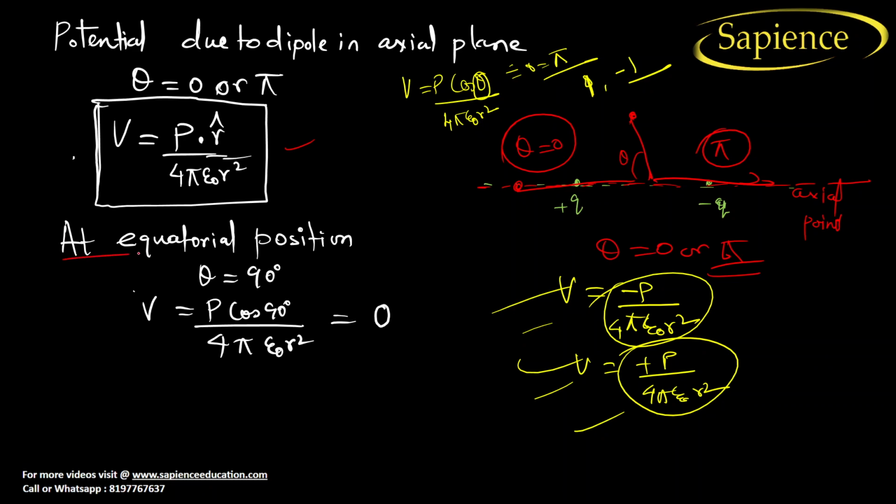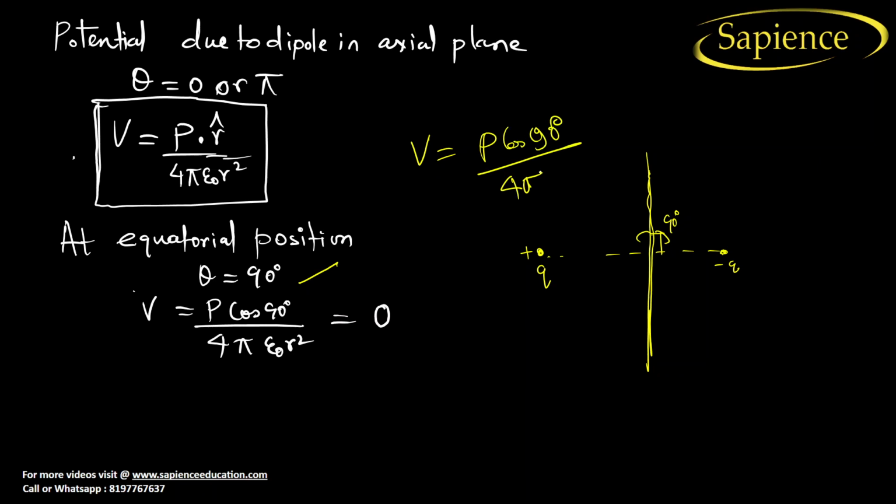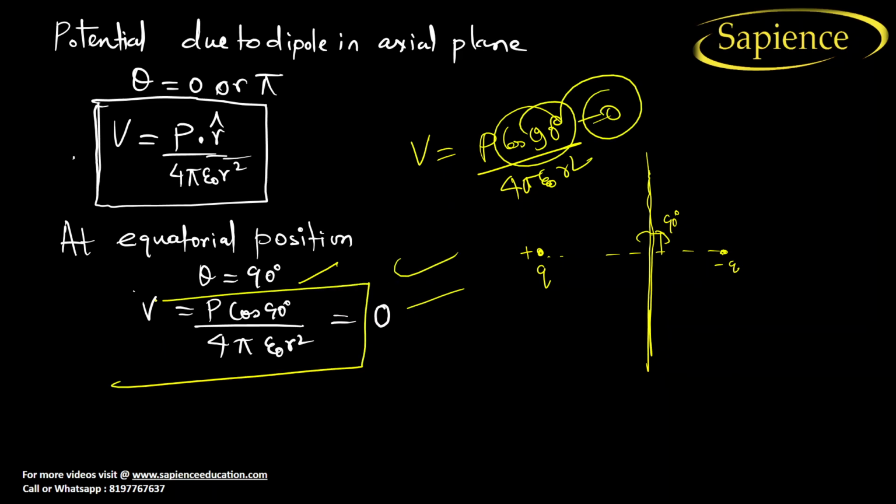Now let us discuss the equatorial position. What is the equatorial position? This is the charge plus Q, this is charge minus Q, and the line joining them is this. And the equatorial plane is this plane. So at this plane, the angle will always be 90 degrees from this line. If the angle is 90 degrees, what will happen? The potential is equal to P into cos 90 divided by 4 pi epsilon naught into R square. Cos 90 is equal to 0, so the net potential is equal to 0.